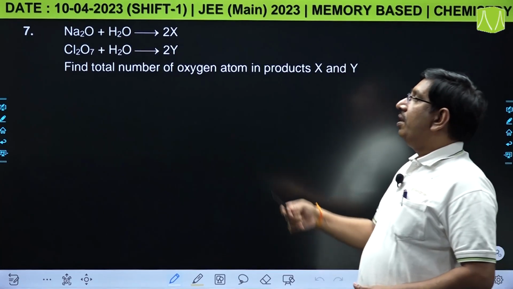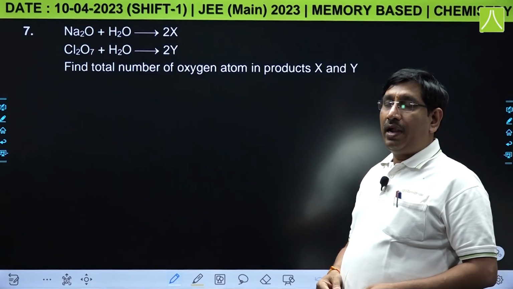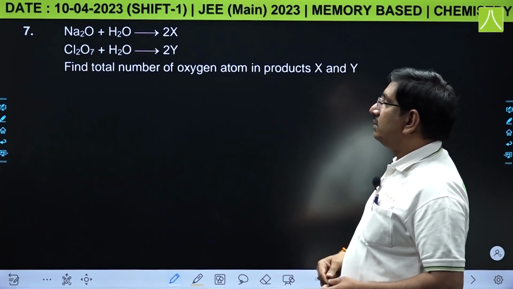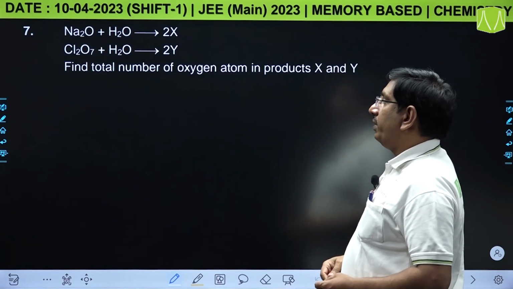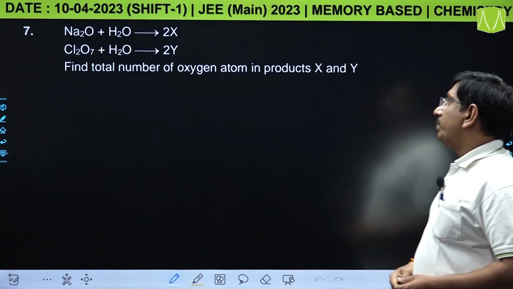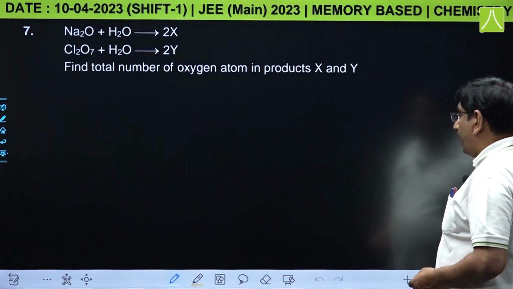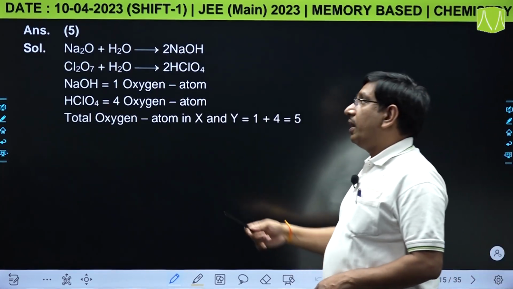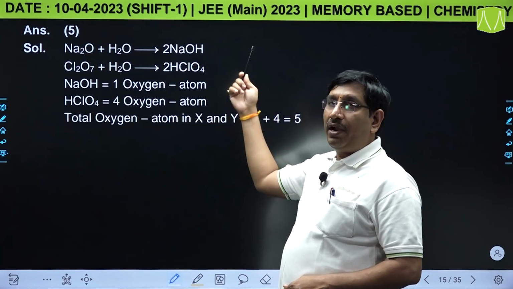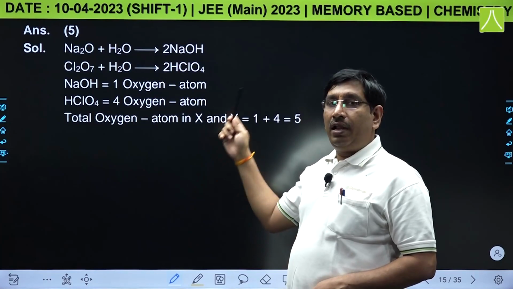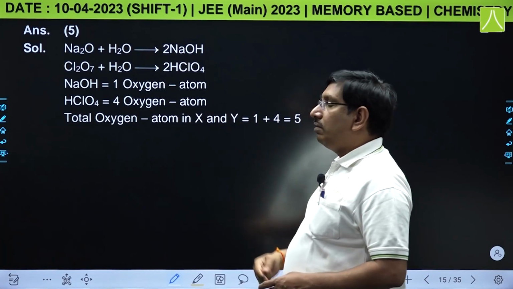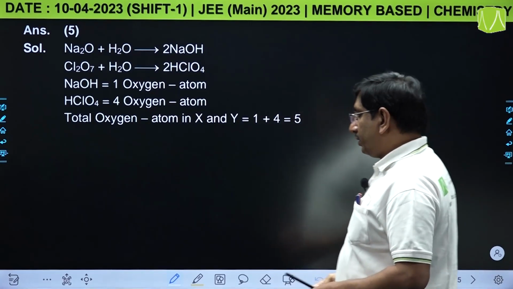Next one: sodium oxide on hydrolysis, in the presence of water, gives 2X, and Cl2O7 plus H2O gives 2Y. Find the total number of oxygen atoms in the products X and Y. Here, the products formed are sodium hydroxide and perchloric acid. In sodium hydroxide there is 1 oxygen, and in perchloric acid there are 4 oxygen atoms. So, totally 5 oxygen atoms in the products.